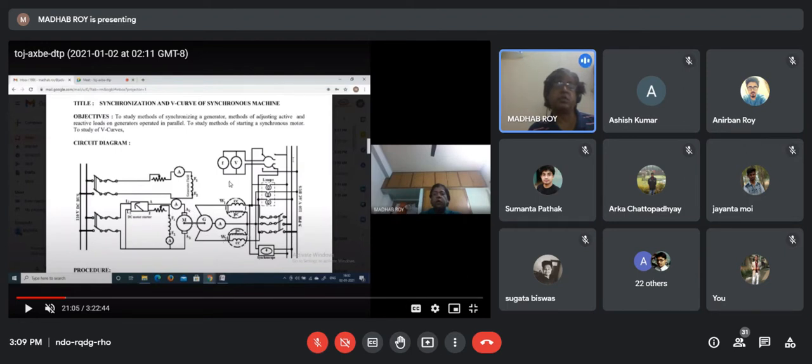So now the first part is we have to deliver power to the bus bar. That means the synchronous generator will deliver power.